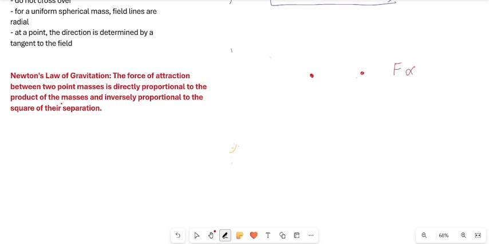Let's do it step by step. Let's generate a formula through this definition. It is directly proportional to the product of the masses. Let's take this mass as capital M and this mass as small m. So the product of masses, and inversely proportional to the square of their separation. Let's say the separation right here is R, so R square. This is the formula. But if I want to remove this proportionality sign, I need to introduce a constant to make this an equal to sign.